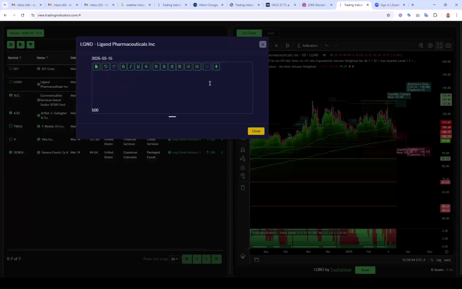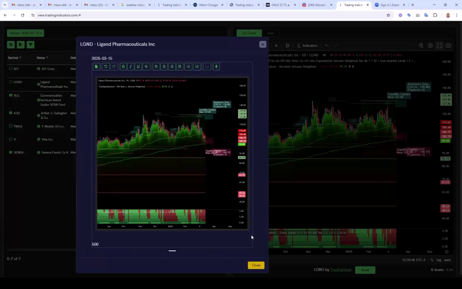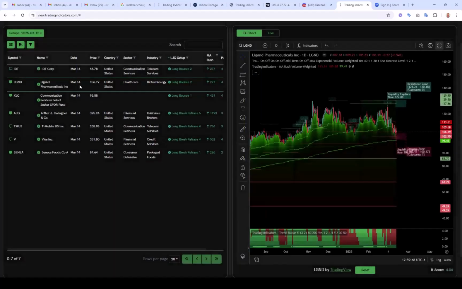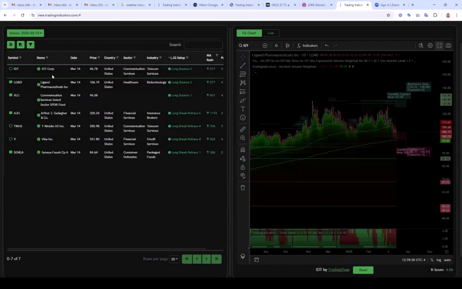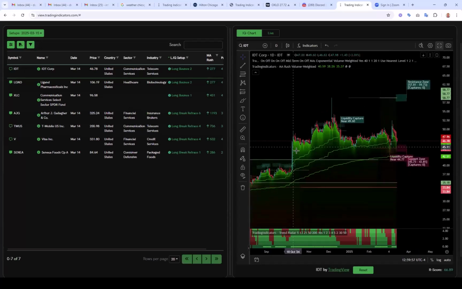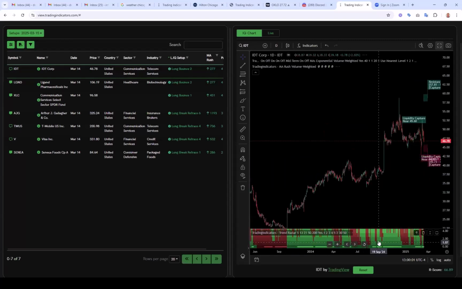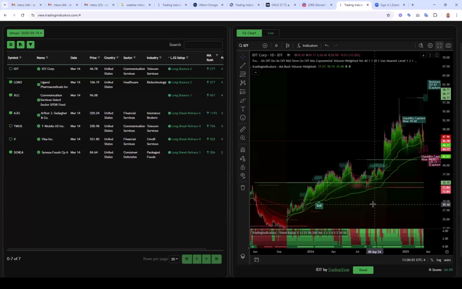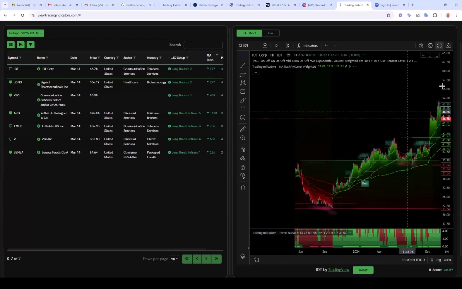All right, done. Hitting the screenshot and closing it out. Okay, IDT Corp. Yeah, very gappy this one. Big bars across the board. But nonetheless, a level for pullback in trend radar. Let's see what happened prior to this.